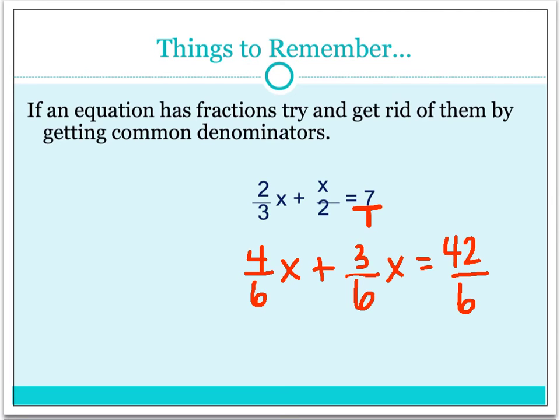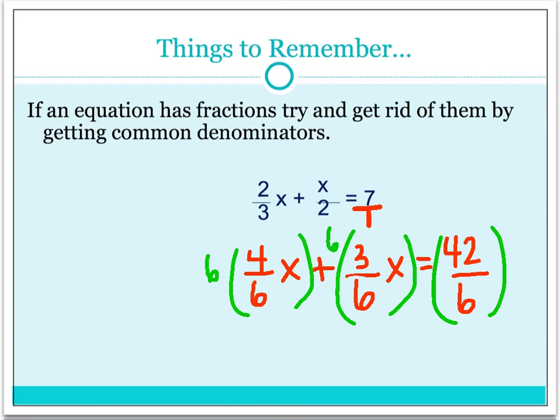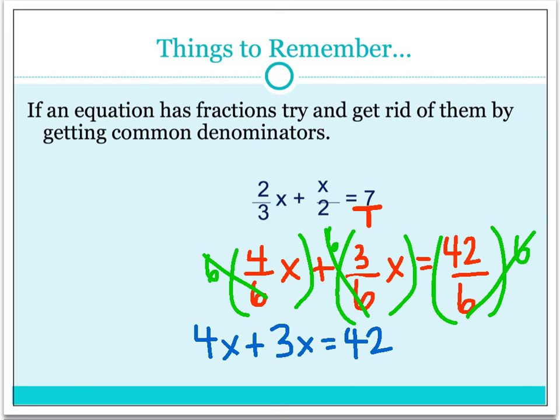Now, since each fraction has a 6 on it, it would just be like multiplying to get rid of that 6 since it's being divided. It would be like multiplying everything in your equation by 6. And that means that all of those 6's would disappear. You would end up with an equation that doesn't have fractions anymore, which is much easier to deal with. 4x plus 3x is equal to 42.